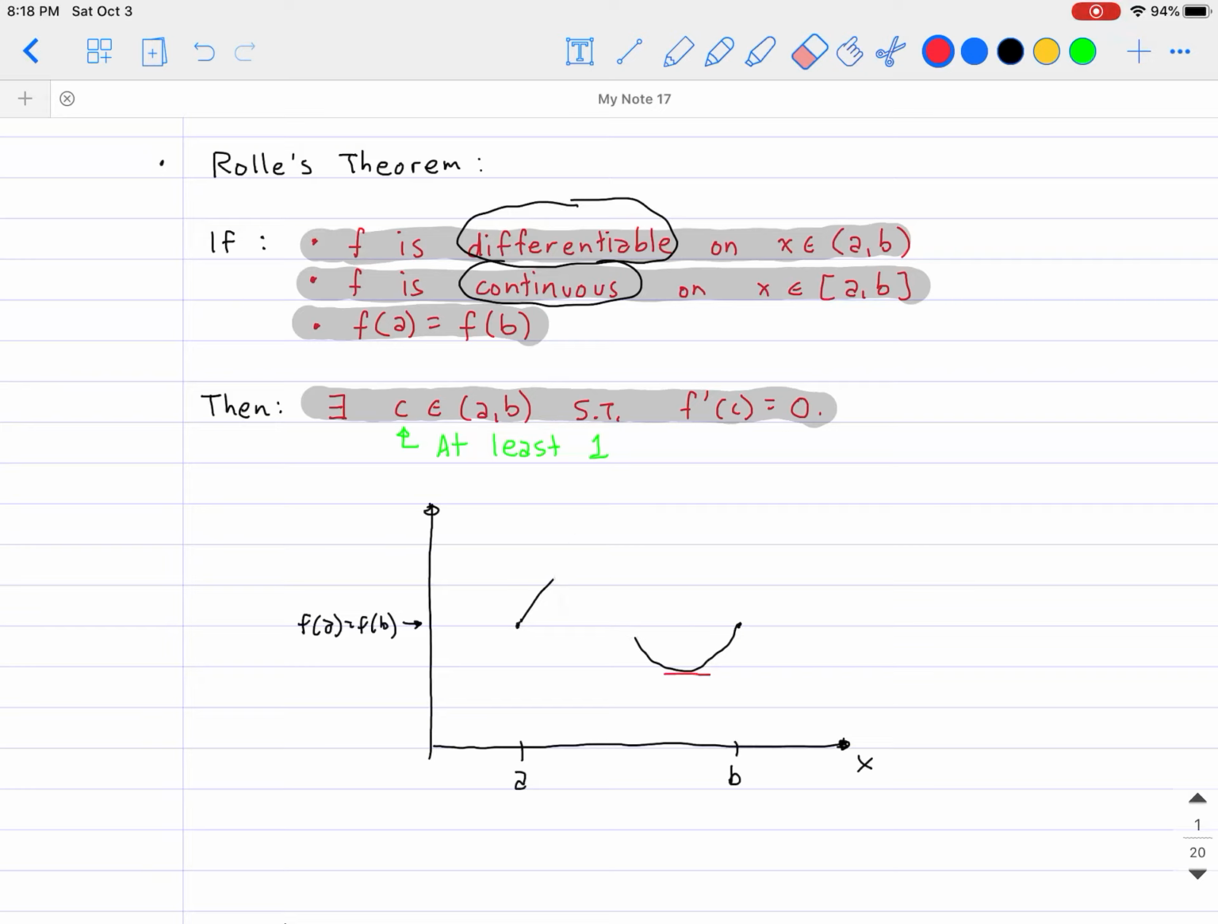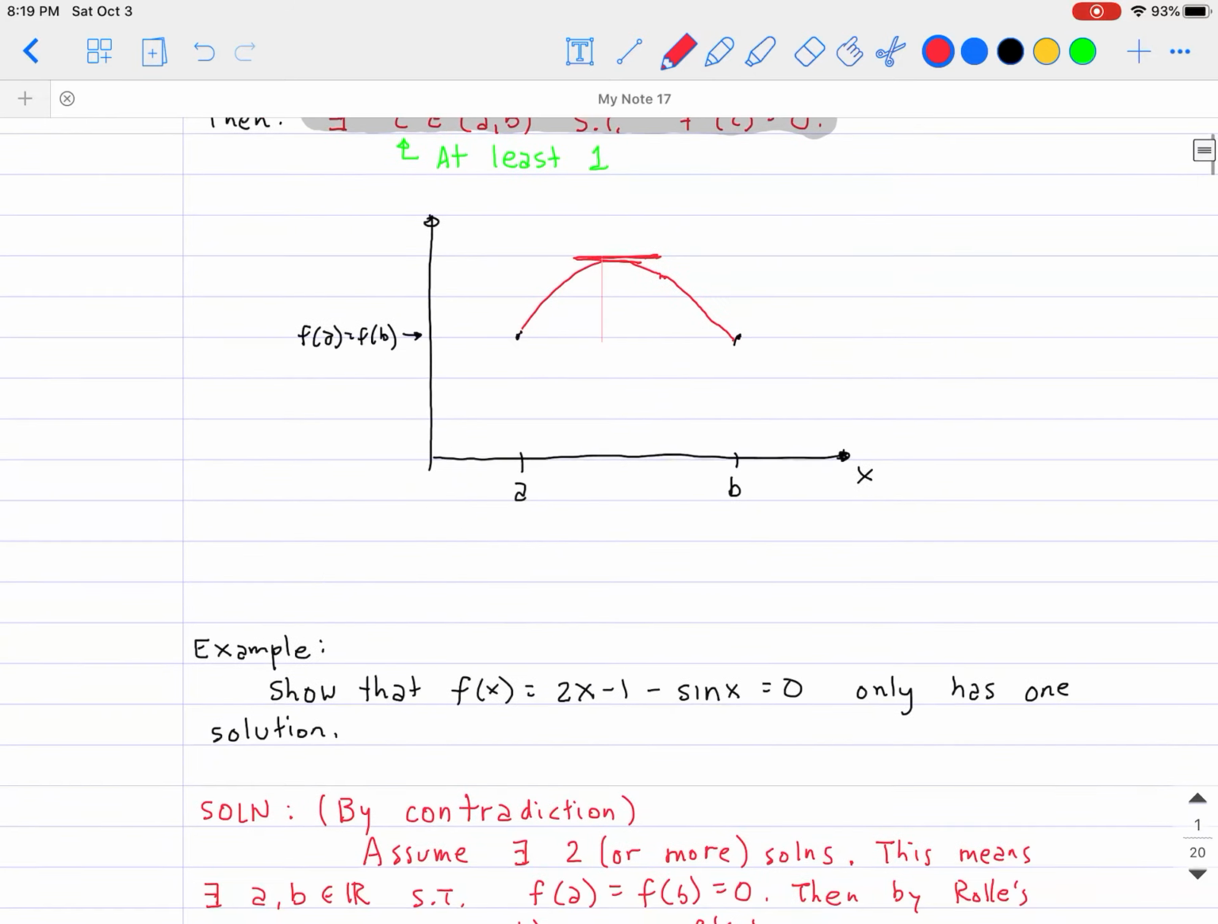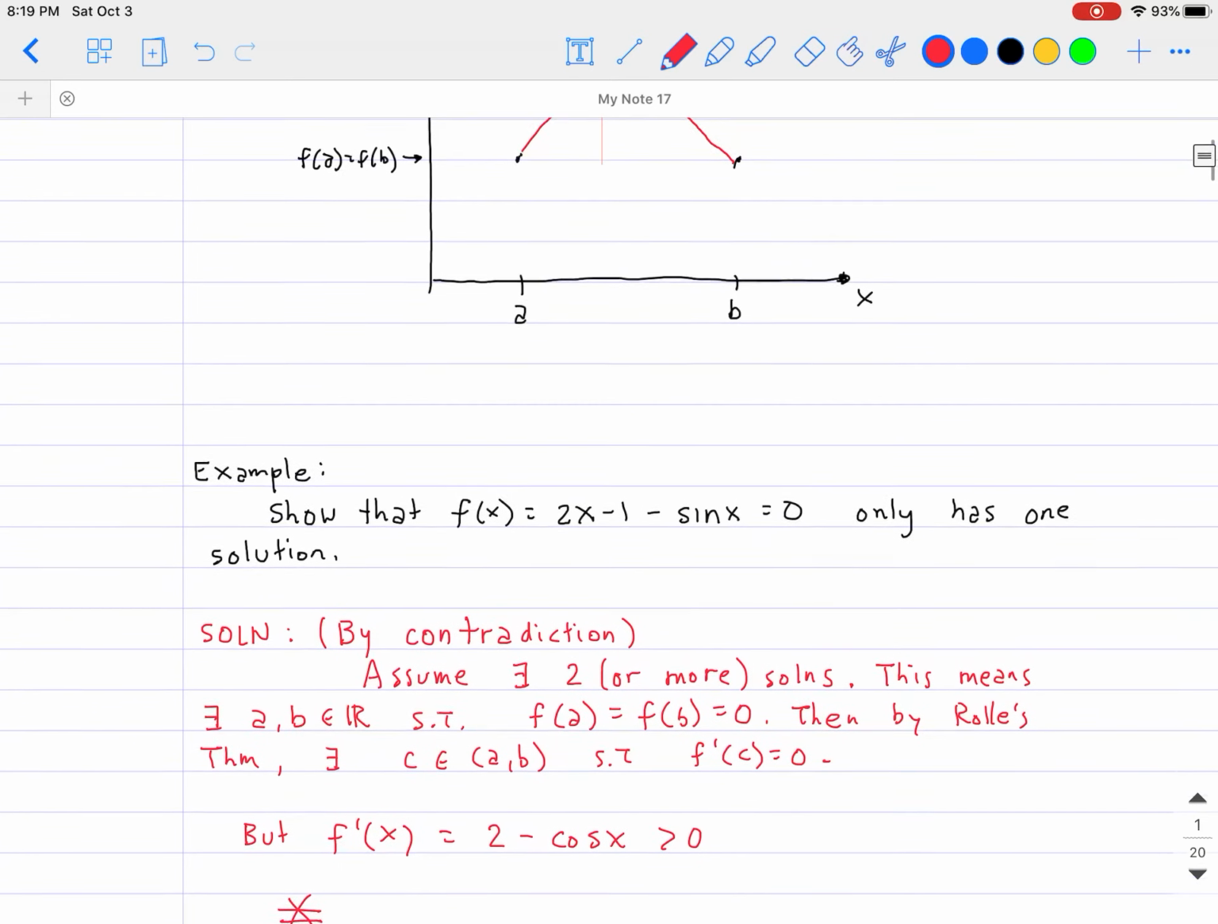Can it be another variation? Sure. Let's see if we can change the conditions a little bit and still come up with the same conclusion. So long as the endpoints are the same vertically, we can just draw any old graph. Let's say this time you draw a graph that looks something like this. It has to go up and then afterward come back down. And in this case, Rolle's theorem is still going to hold true, because you can see that somewhere in there, the graph has a derivative that is 0. So that's basically Rolle's theorem.